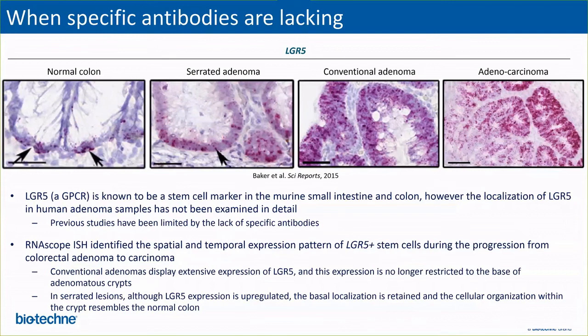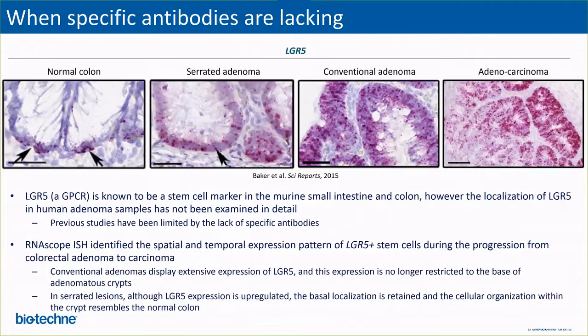LGR5 is known to be a stem cell marker in the murine small intestine and colon. However, the localization of LGR5 in human adenoma samples has not been examined in detail, and previous studies have been limited by the lack of specific antibodies. The authors approached this very systematically to see the localization of LGR5 expressing cells and to understand alterations in stem cell architecture in human normal and adenoma samples of all stages.